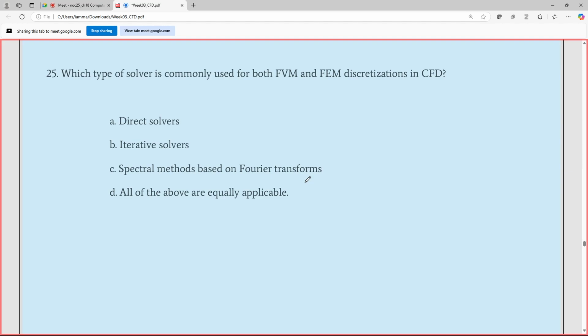Next question. Which type of solver is commonly used for both finite volume method and finite element method discretizations in CFD? Option A, direct solvers. Option B, iterative solvers. Option C, spectral methods based on Fourier transform. Option D, all of the above are equally applicable. So the question is on which type of solver is commonly used for both finite volume and finite element method discretizations in CFD.